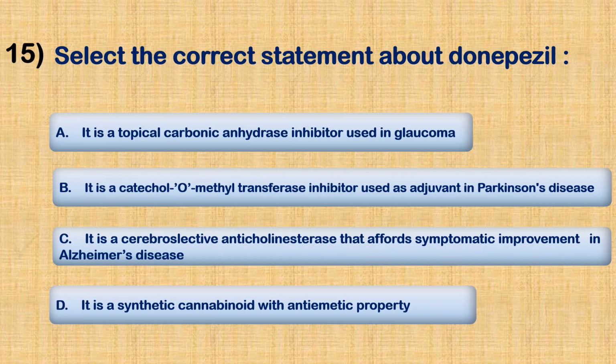So the correct answer is option C, it is a cerebroselective anticholinesterase that affords the symptomatic improvement in Alzheimer's disease.